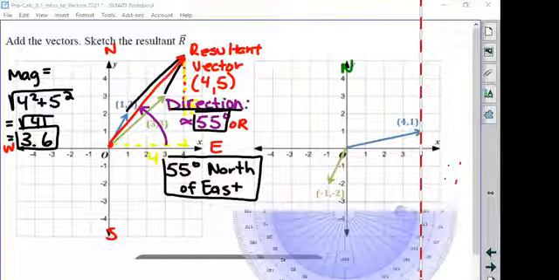Let's look at a different example. I'll widen my screen a little bit here.